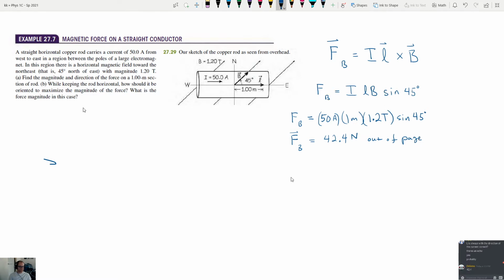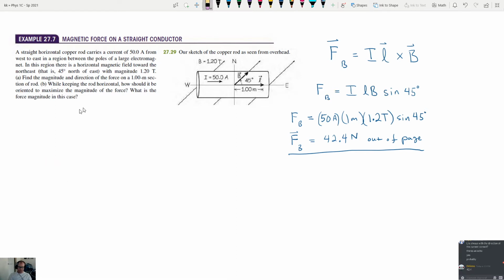Or in this case, probably up, right? If north is this way, east is this way, west is this way, then I would suspect out of the page means upwards, right? So there we go. Anyone have any questions? Pretty easy.